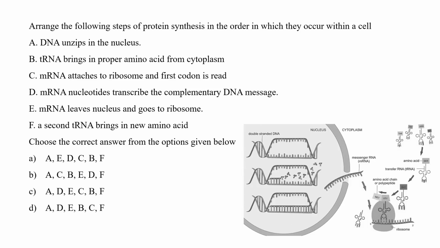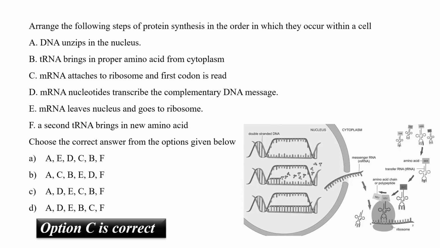Now what is the next step? This mRNA is going to attach to the ribosomes and the first codon is read. What is the next step? tRNA brings in the proper amino acid from the cytoplasm; the first codon is always AUG, and generally methionine is attached at the N terminal. What is the last step? A second tRNA brings in the new amino acid as per the second codon. So if you arrange in a systematic way, then A will be followed by D, followed by E, followed by C, then B, and then last would be F, which is option C.